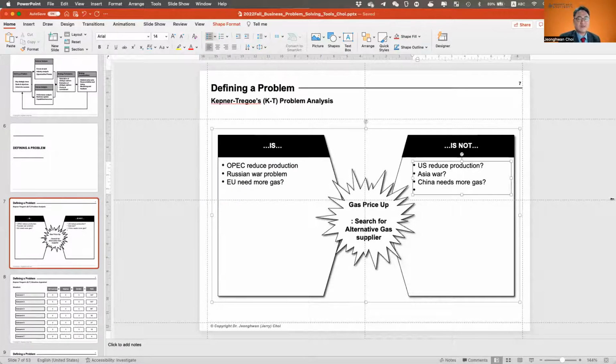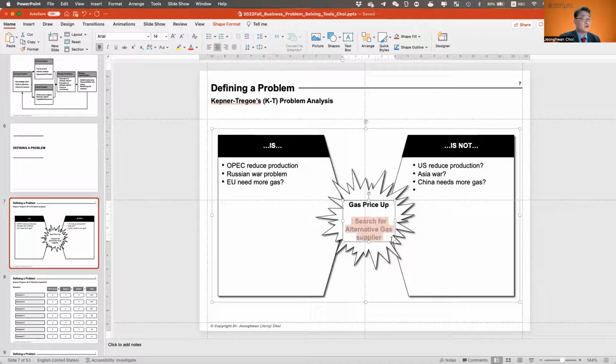And Asian war, we don't have any kind of war. So Asia relatively has little problem. And does China need more gas? Probably yes and probably no. We must double check. But from my understanding, China doesn't need more, because you have enough data sources. So out of this, we can draw certain specific problems.